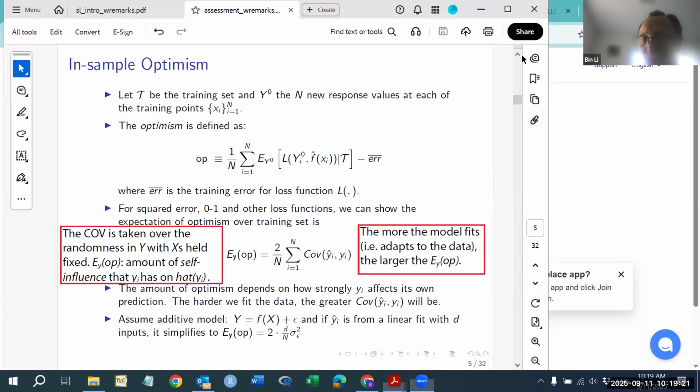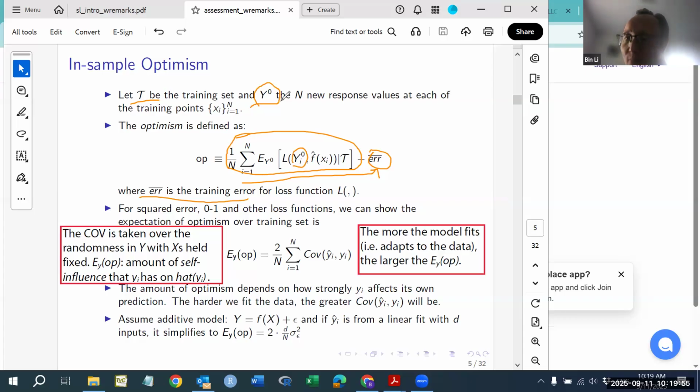So what is this? This one is the training error. That's easy. You have a training set, so of course you can find the training error. But what about this one? This one is the loss of the fitted model on the new Y0s conditioned on the training set. In other words, we use this training set to fit the model and then do the prediction on the new Y0s. And these are the new responses of Y at each of the training points.